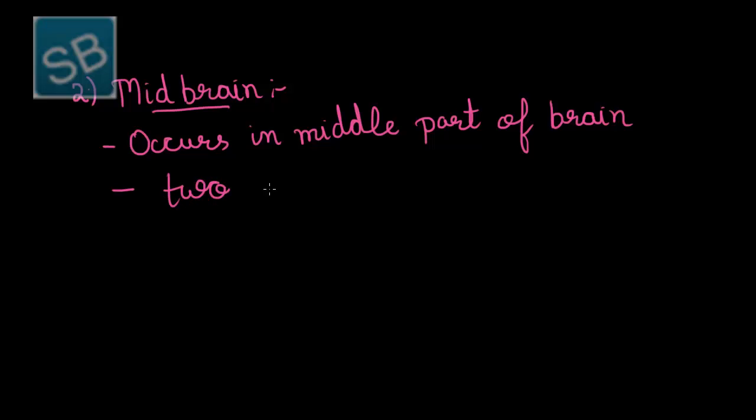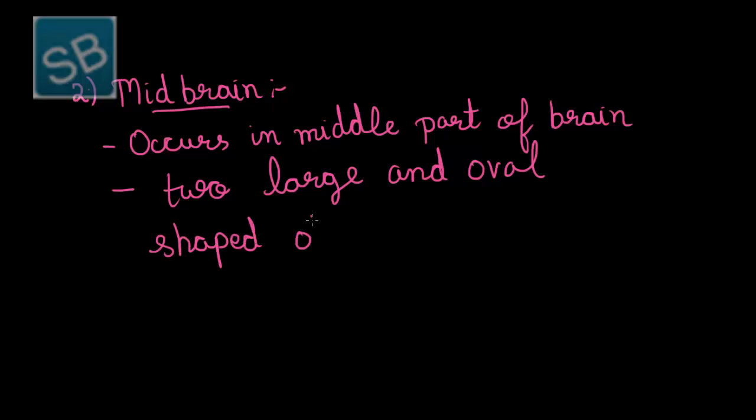The second part of the brain, after forebrain, comes midbrain. Definitely, the name suggests that it is situated in the middle region. So, the middle part of brain constitutes the midbrain. Midbrain consists of two large and oval-shaped obliquely arranged optic lobes.